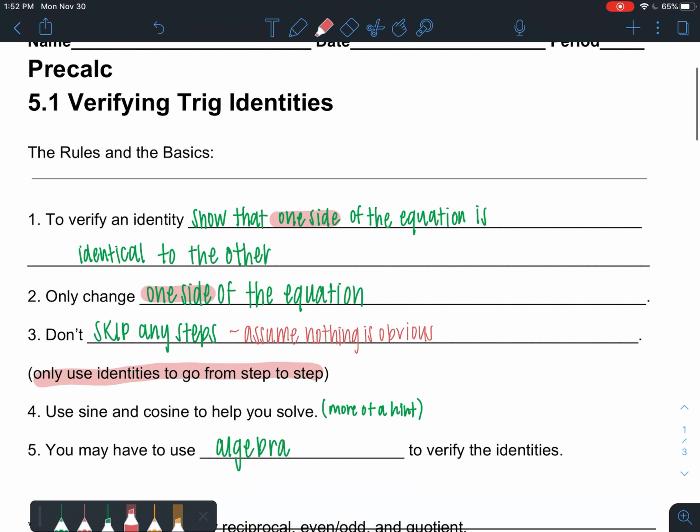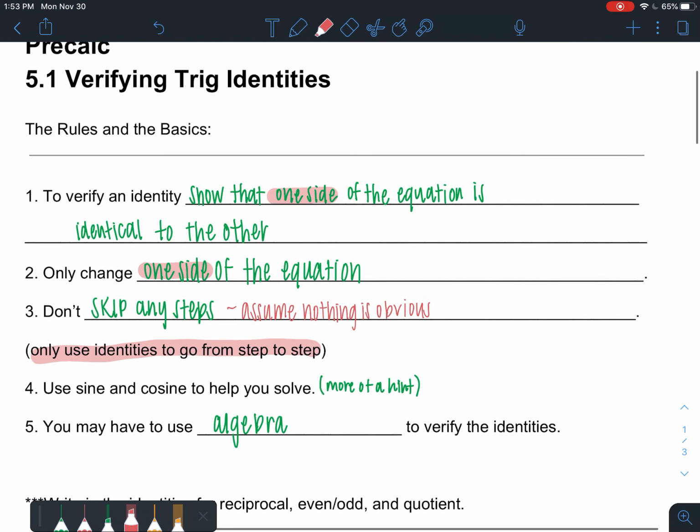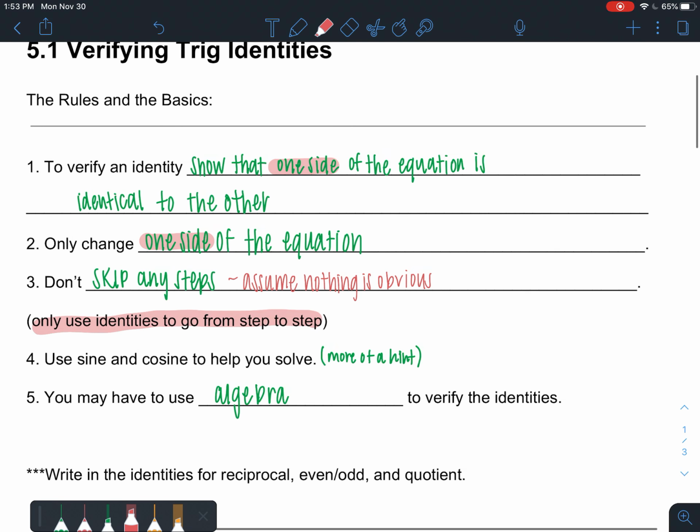We're going to use sine and cosine to help us solve. This is more of a hint. It's not an absolute necessity, but most identities use sine and cosine, so that is why I tend to bring it all back to sine and cosine. And then sometimes we'll have to use algebra to verify the identities, but not very often.